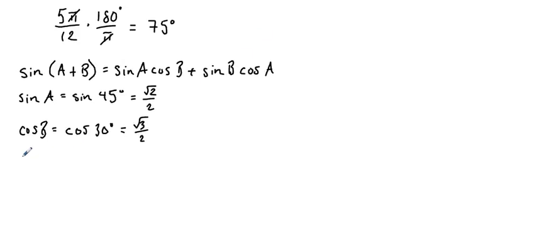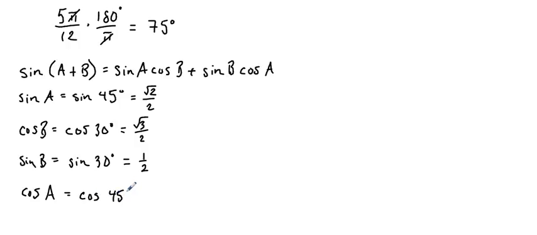Next up, sine B. So sine B is going to be the sine of 30 degrees. I'm not going to go back to the unit circle because we just said this is 1/2. And finally, the cosine of A is going to be the cosine of 45 degrees, and we know that is root 2 over 2. So since I have room over here, I'm going to go ahead and plug in. So first, sine A, we know that is root 2 over 2.